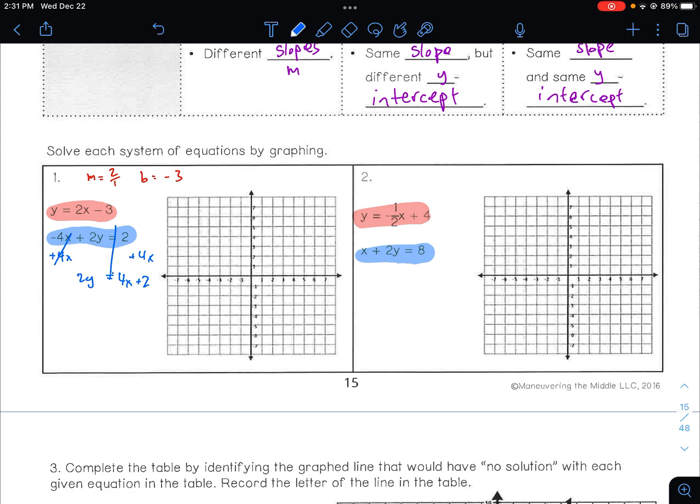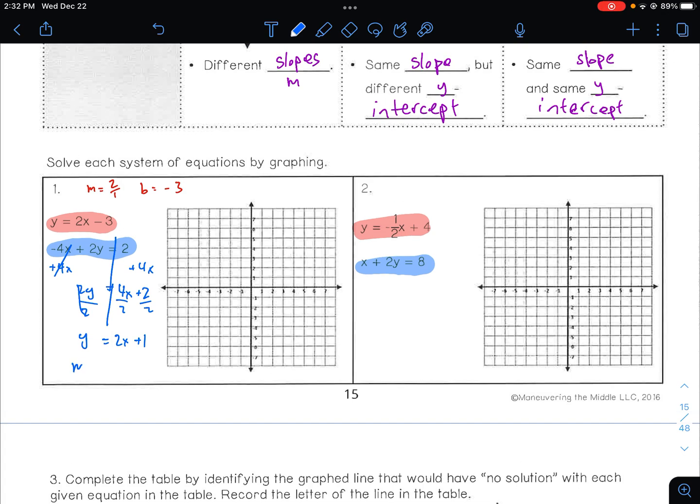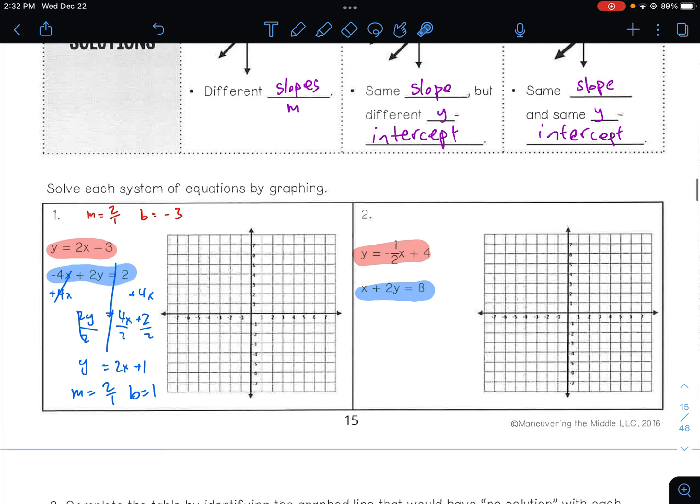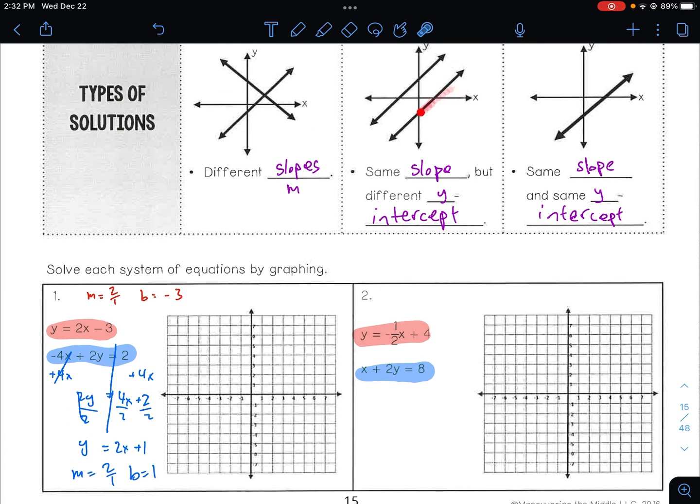And then I still need to get rid of this 2, so divide by 2, leaving me with y. Everything needs to get divided by 2, so 4 divided by 2 is 2x. 2 divided by 2 is 1, so plus 1. So my slope is 2 over 1. My y-intercept is 1. Oh, you already know something. We both have the same slope, don't we? Which means they're going to be parallel.